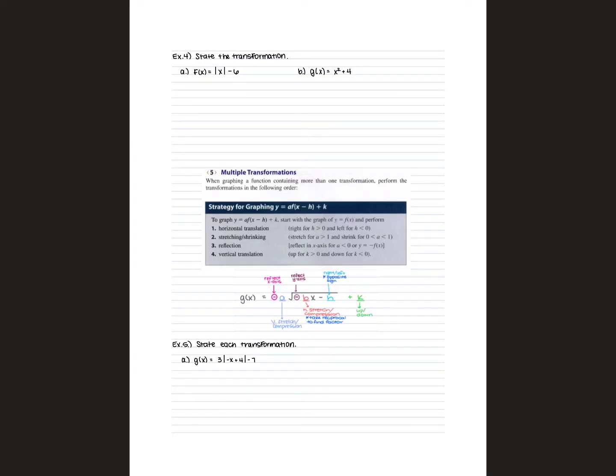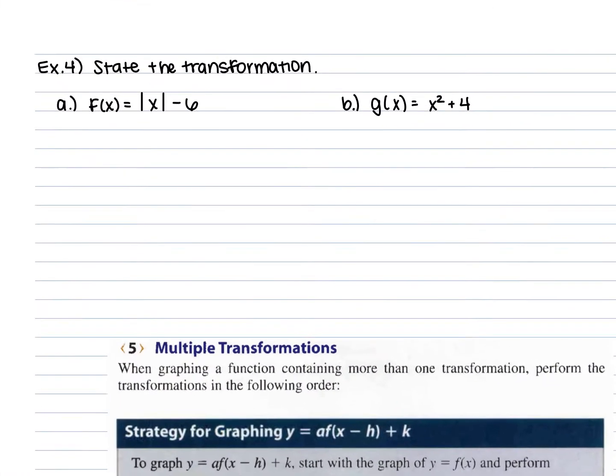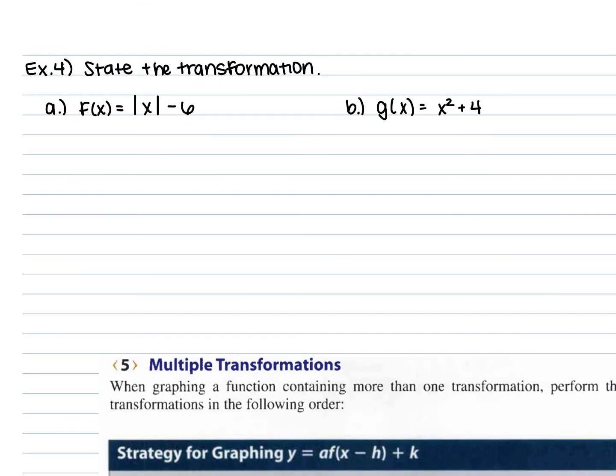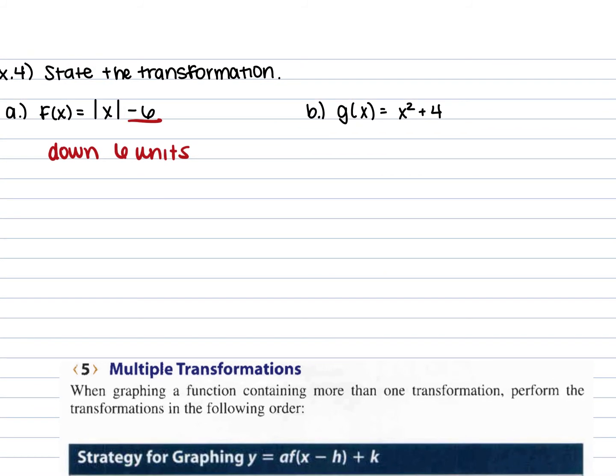So if we look at our next example, we're just stating the transformation. For A, we have f of x is equal to the absolute value of x minus 6. This minus 6 is after the absolute value bars. So because it's a minus 6, we're just going down 6 units. And if you look at example B, you are given g of x is equal to x squared plus 4. That plus 4 comes after the x squared. There's no parentheses, no absolute value, no radical. So you just are going up 4 units.